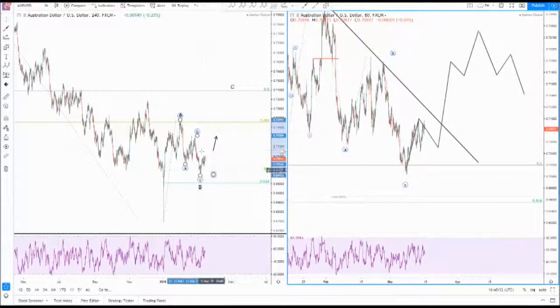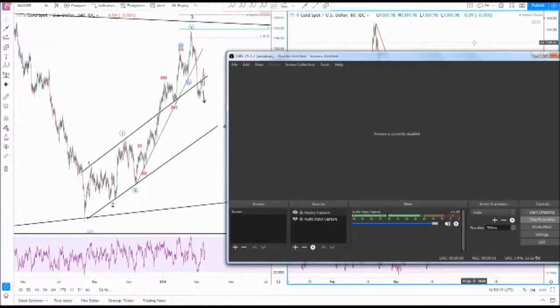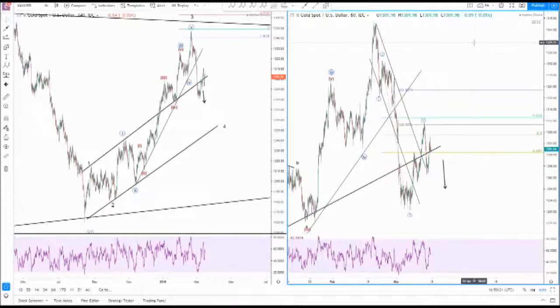So the best situation really is to just wait on this one. As I said, we've got the alternate count where it can come down here, so we're best off waiting first. Get a break above B, and then look at buying pullbacks. Okay, so that's the Aussie. Now the Aussie is correlated with gold. Okay, so let's take a quick look at gold.